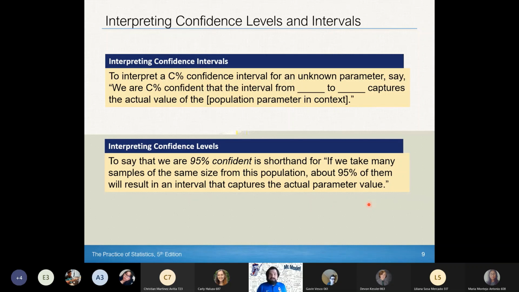Is there anything I can clarify? Does anyone need a moment to write anything down for their notes?